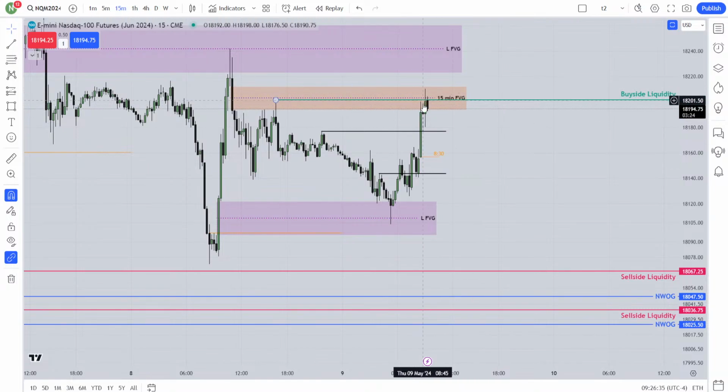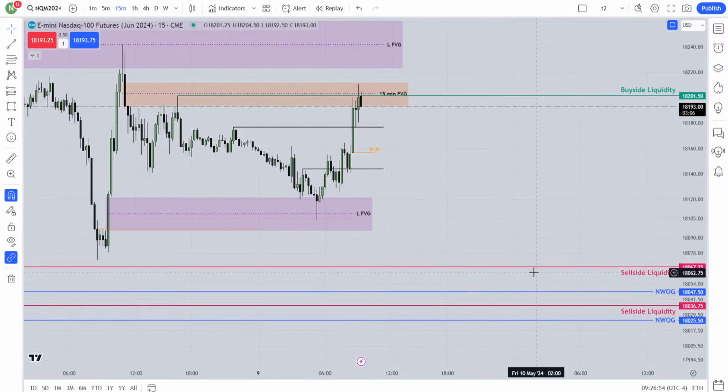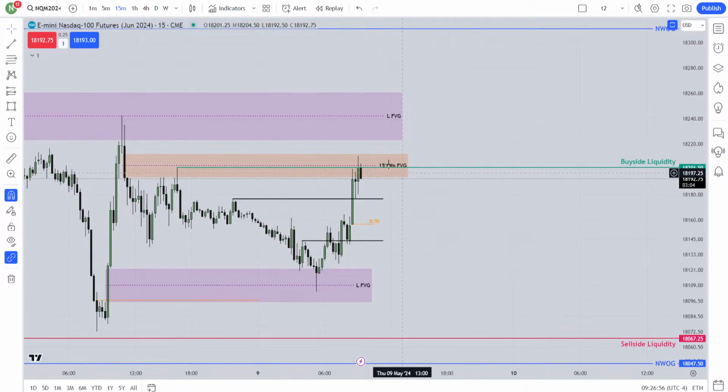When market is over here, what is the best option for you to look for, buy or sell? What do you think? You should look for a buy or you should look for a sell. If you look for a sell, what do you have? Huge range from that level to this level. You have this huge range. You know that market is going toward that sell liquidity. If market started to go higher, what do you think?